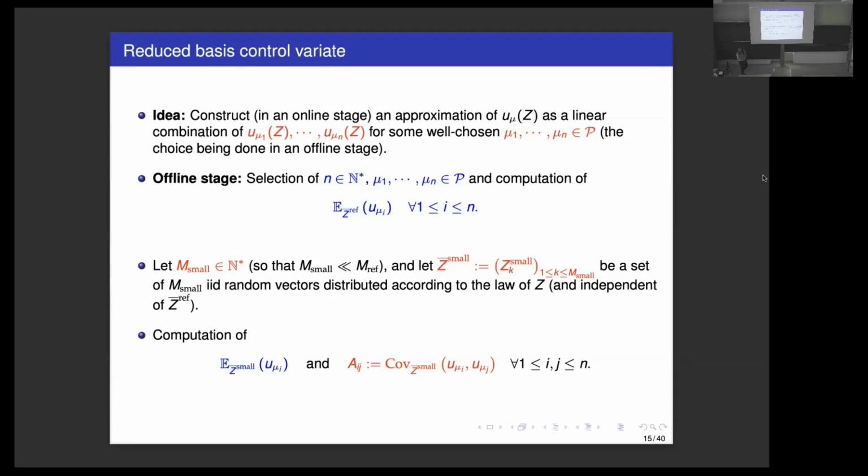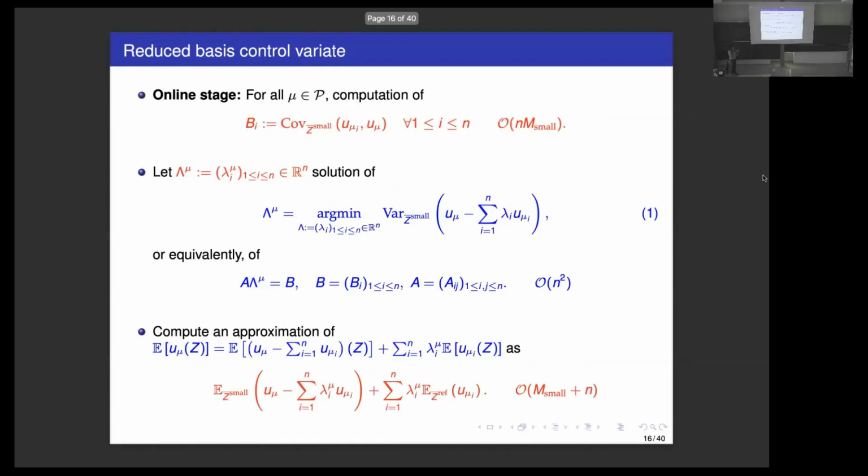So in the first bullet point, when you're constructing this approximation of this linear combination, what are the values C? Are they still random or are they realizations? That's all the point. Same question. Okay, sorry. Very good question. Let me explain the online stage.